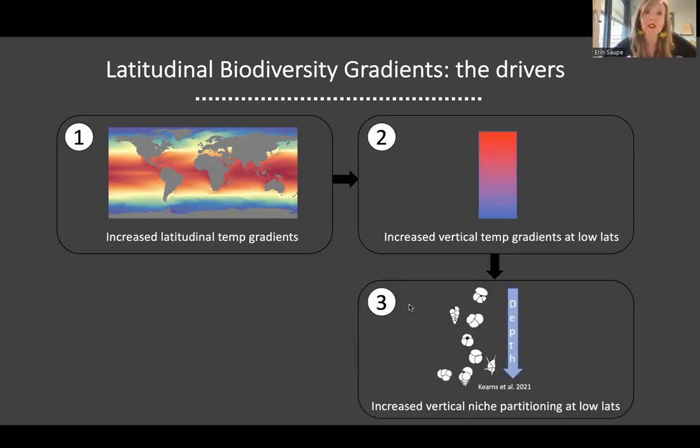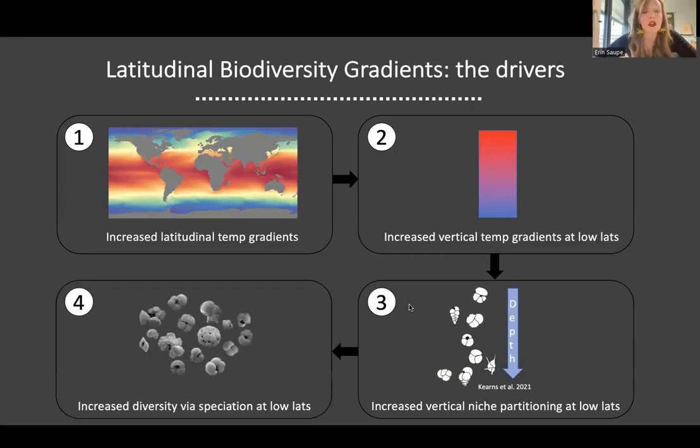And this increased vertical temperature structure within the water column at low latitudes may have enhanced niche partitioning there. This might have provided more opportunities for speciation, explaining the higher rates of speciation we saw at low latitudes. Consistent with this hypothesis, the tropics today are richer than the tropics of the Eocene and the Miocene with regard to planktonic foraminifera.